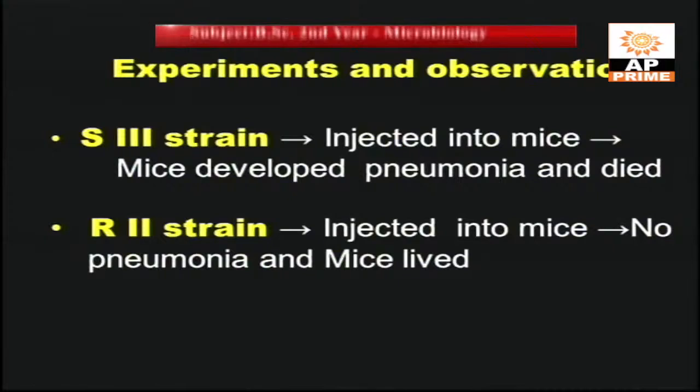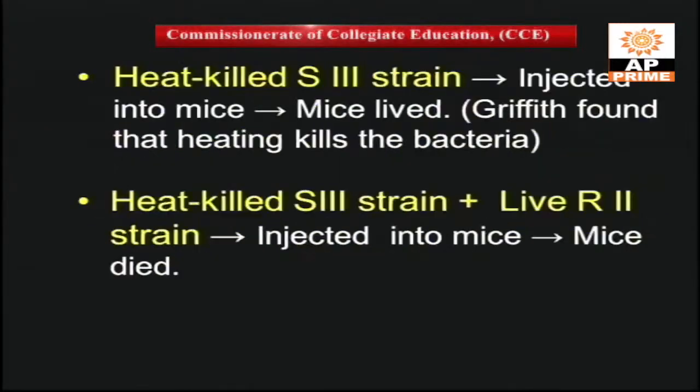Mice developed pneumonia and died. Then, when mice were injected with the R2 strain, there were no signs of pneumonia because it is a non-virulent strain. Then, he killed S3 strain by subjecting it to heat treatment and injected it into mice. There were no symptoms of pneumonia, indicating that all the cells were killed by heat treatment.